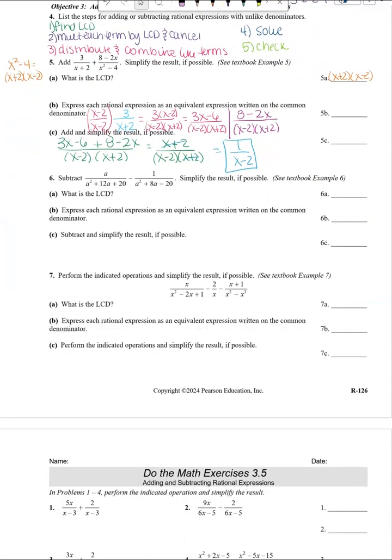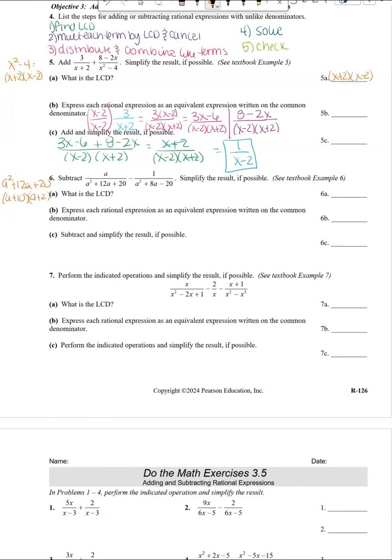Now let's subtract these two. We're going to simplify the result if possible. So what is going to be our least common denominator? Well, for us to know this, we have to factor both of these. So a squared plus 12a plus 20 factors to be a plus 10, a plus 2.